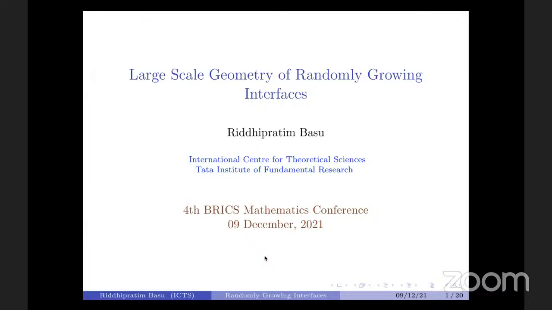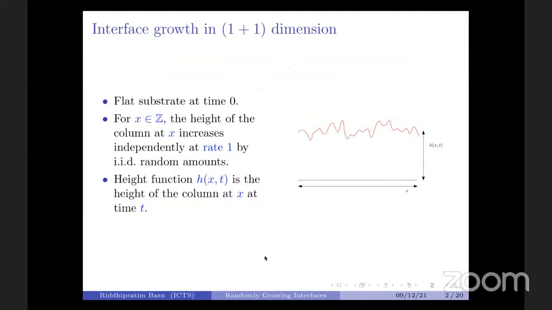So anyway, I want to talk about a certain kind of randomly growing interfaces that are important in both probability and statistical physics. In particular, I want to talk about the large-scale geometry of those interfaces. So what do I mean by randomly growing interfaces? I will specifically be concerned with interfaces in 1+1 dimension. What that means is that there'll be one space dimension and one time dimension.